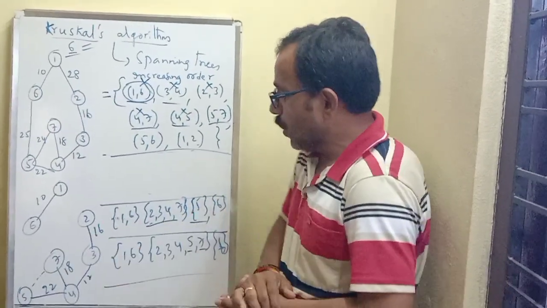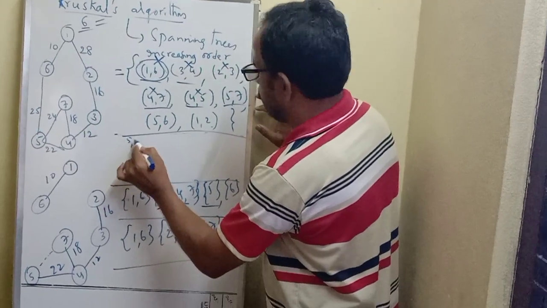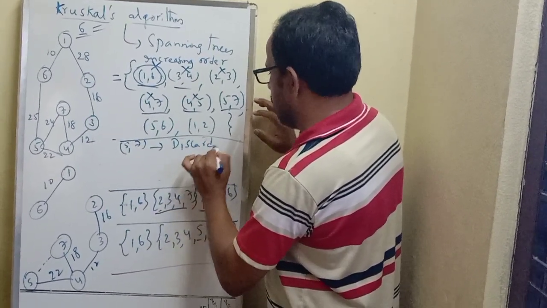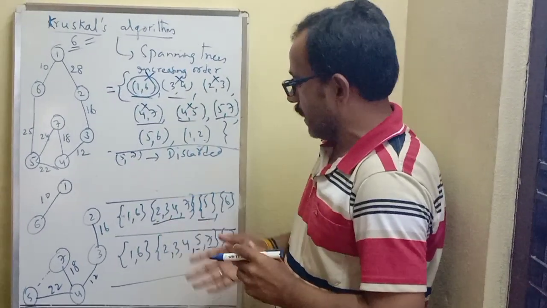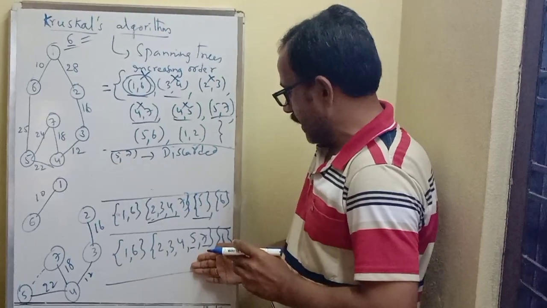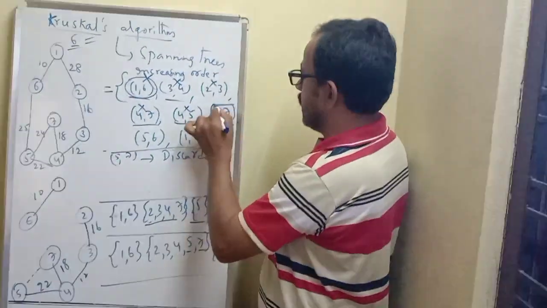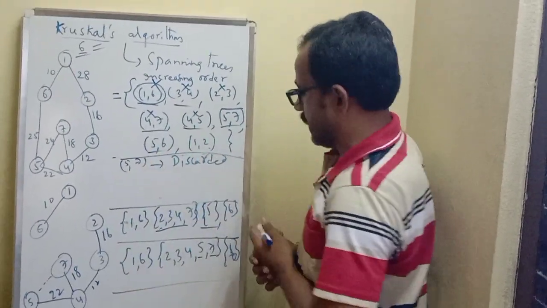Now if we include 5, 7, then 5, 7 makes a cycle. Then simply we write 5, 7 is discarded, because the inclusion of that particular edge constructs a cycle, since 5, 7 are in the same set. Then go to the next one. This 5, 7 is discarded. Then go to the next edge, 5, 6.